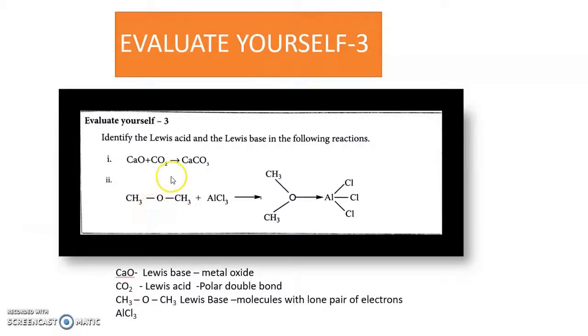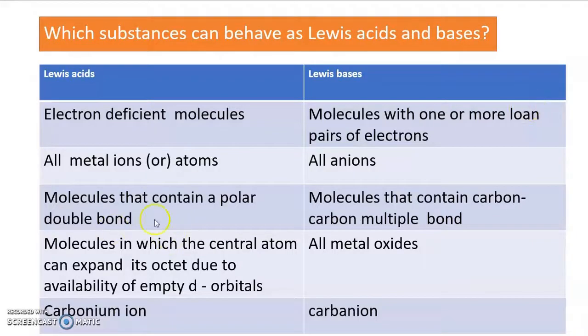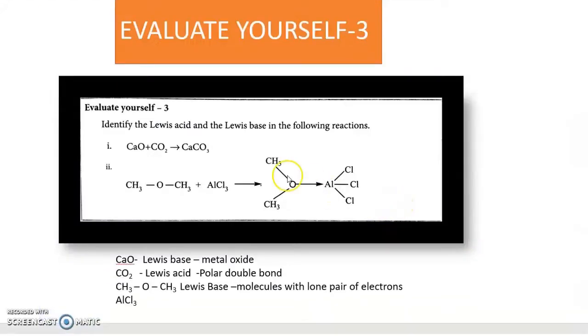Clear? Evaluate yourself. Identify the Lewis acid and the Lewis base in the following reactions. Calcium oxide is a Lewis base because it is a metal oxide. And carbon dioxide is a Lewis acid because it contains a polar double bond. We have studied that molecules that contain polar double bonds behave as Lewis acids. Next, dimethyl ether behaves as a Lewis base.